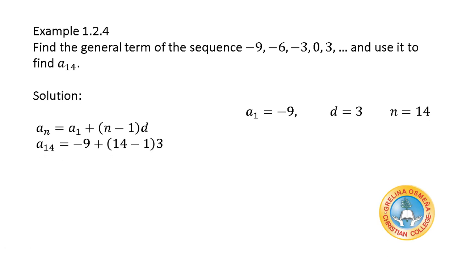A sub 14 is equal to negative 9 plus 14, right? Because the term we are looking for is the 14th, minus 1 times 3. So we have negative 9 plus 14 minus 1, that's 13. Use PEMDAS, parentheses first. So 14 minus 1, that is 13. And then we have the multiplication, 13 times 3 is 39. Then we add. So negative 9 plus 39 is equal to 30.